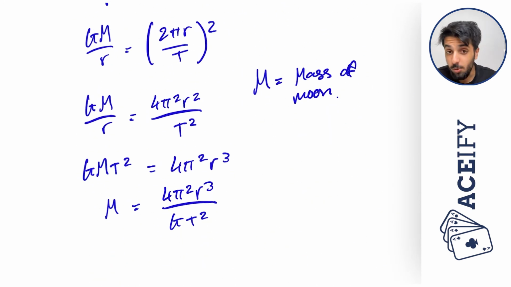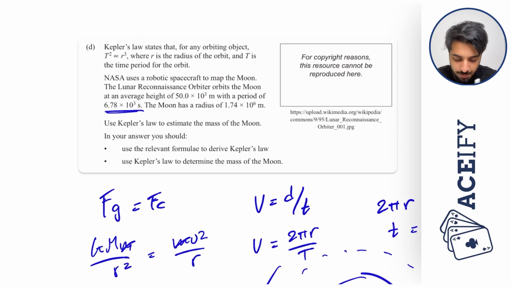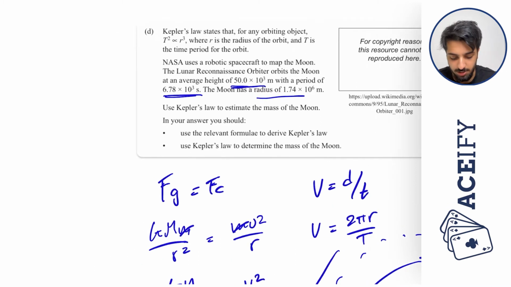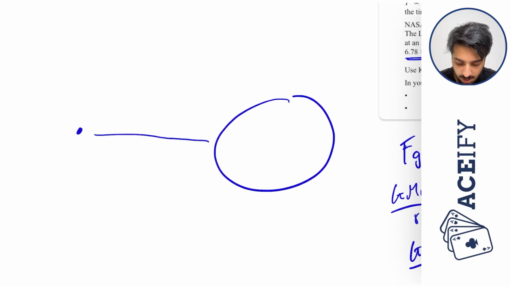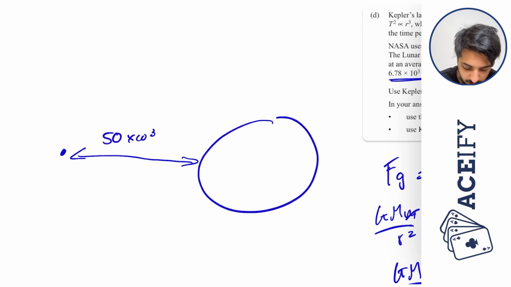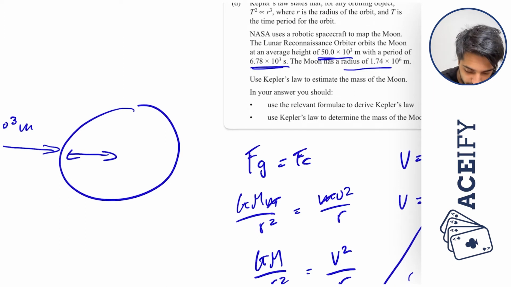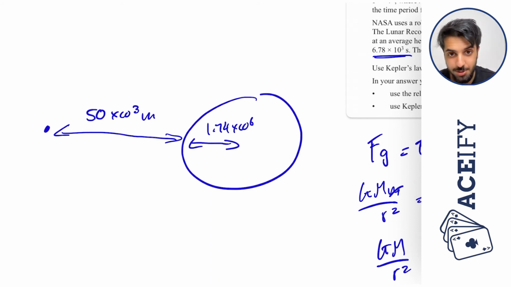And our r, we also have, however, there's a slight caveat. This is the slight twist that I alluded to earlier in this video. We have the height that the spacecraft orbits above the moon, and we also have the radius of the moon. So we have the spacecraft over here, again we can draw it as a point source, and we also have the moon. We are given the height that the spacecraft travels above the moon, which is 50 times 10 to the 3 meters, and we're also given the radius of the moon, which is 1.74 times 10 to the 6. Not quite drawn to scale, but you get the idea.